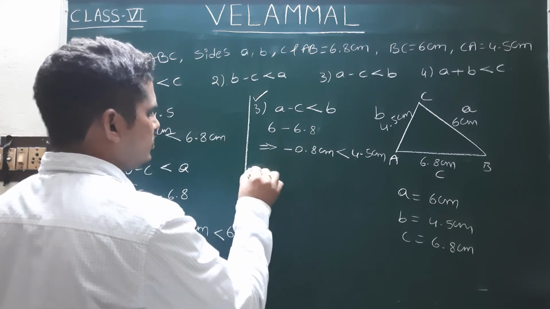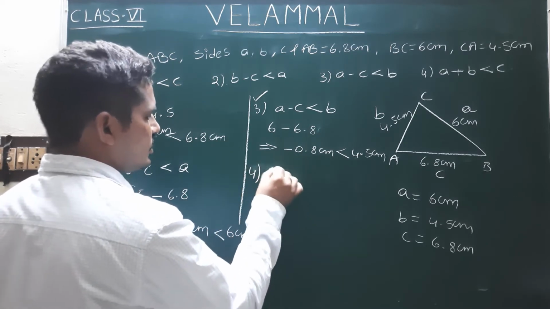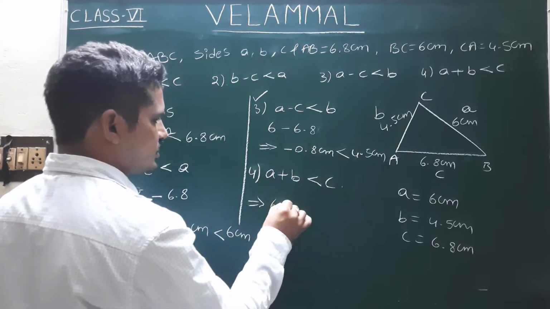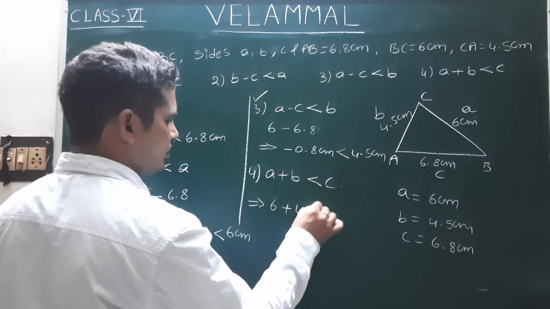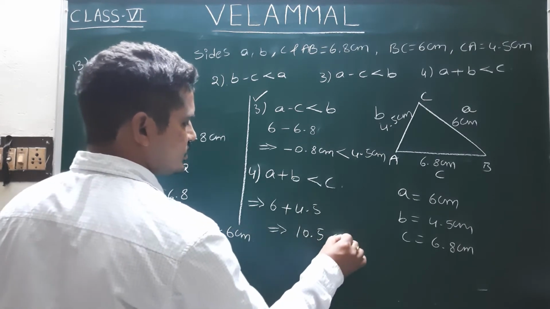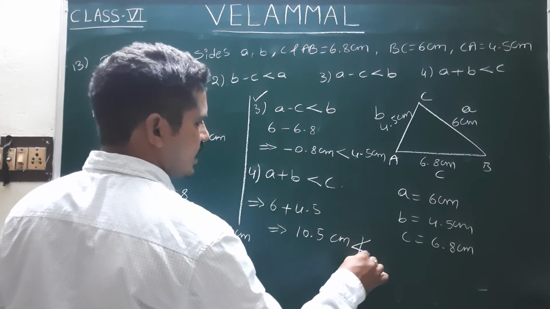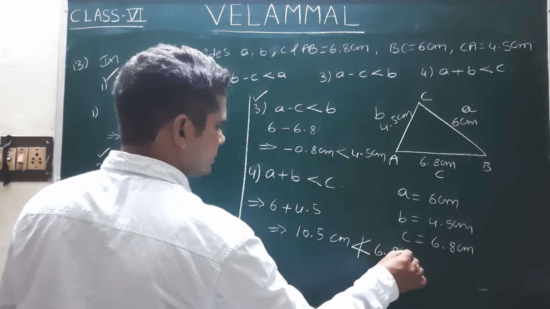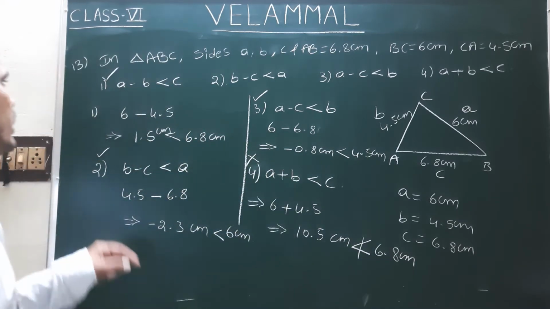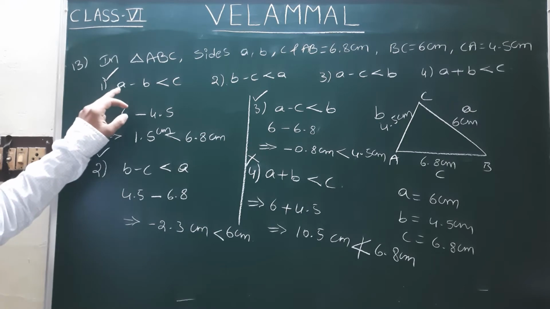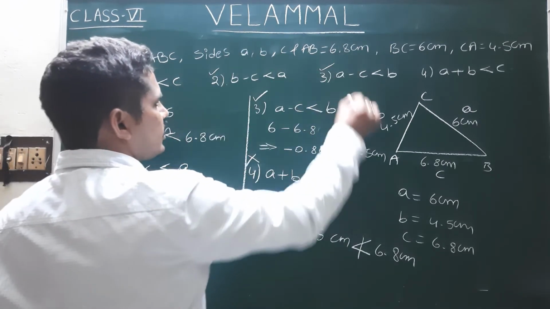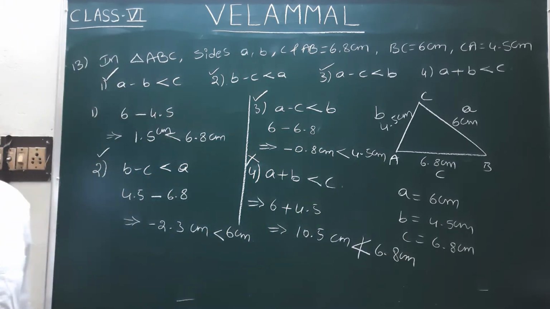Next we have the fourth option, a plus b is less than c. The a value is 6 plus the b value 4.5. This value is 10.5. It is not less than 6.8 centimeter. So the fourth option alone is wrong. By observing and substituting the values, three options, 1, 2 and 3, are correct, and the fourth one is wrong.